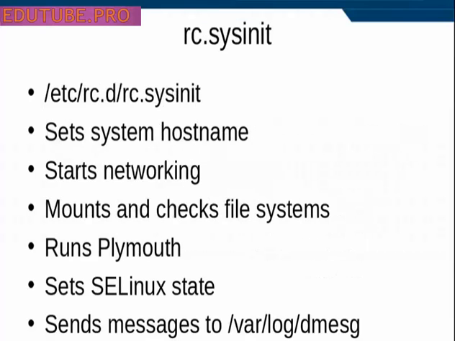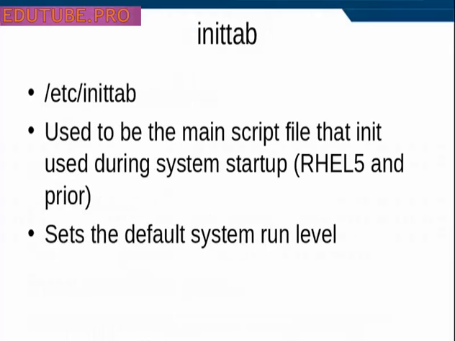The /etc/rc.d/rc.sysinit script file is a bit of a workhorse. This script sets our system's hostname, starts up networking services, mounts and checks file systems, and it runs Plymouth. Plymouth provides the progress bar we see during the system boot up sequence. The rc.sysinit script also sets our SELinux enforcement mode, and it assists with sending the appropriate kernel messages to the /var/log/dmesg log file.